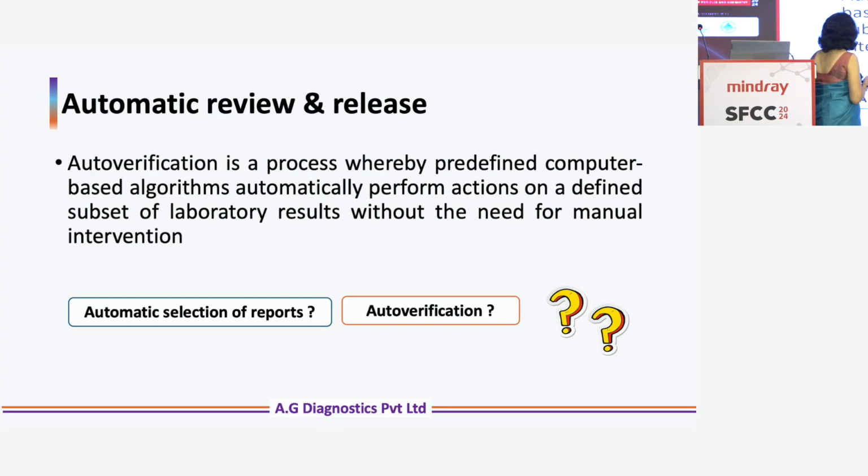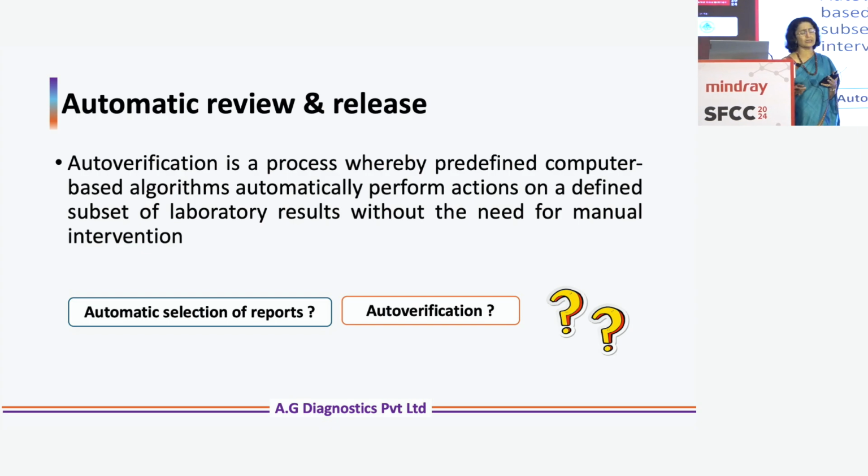Vis-a-vis, auto verification is a process whereby predefined computer-based algorithms automatically perform actions on a defined subset of laboratory results without the need for manual intervention. In some places, especially ISO 15189:2022, the term used is automatic selection of reports. In other places, CLSI uses the term auto verification. So allow me to use them interchangeably for today's purpose.